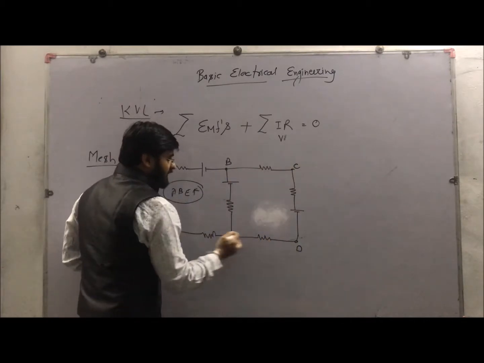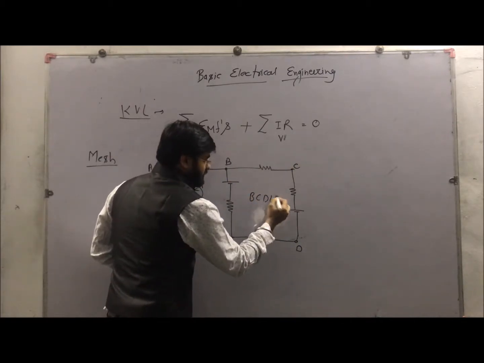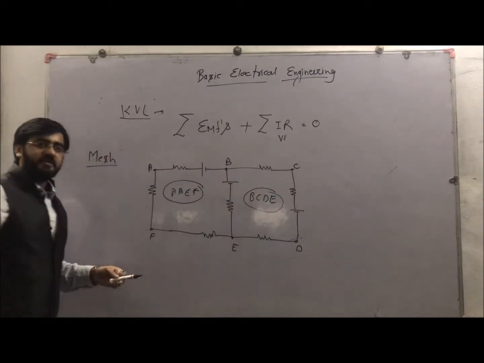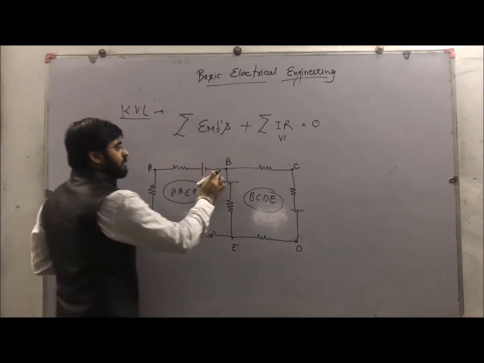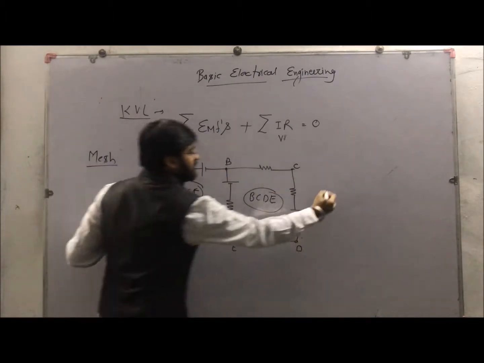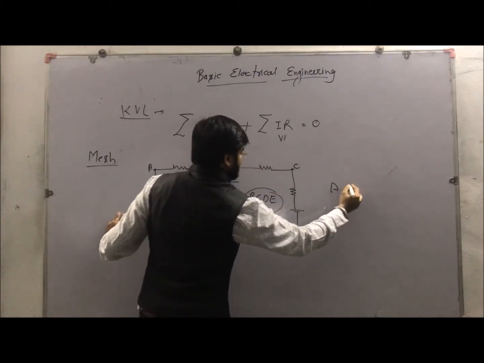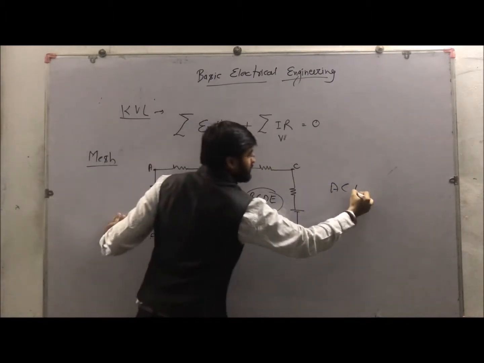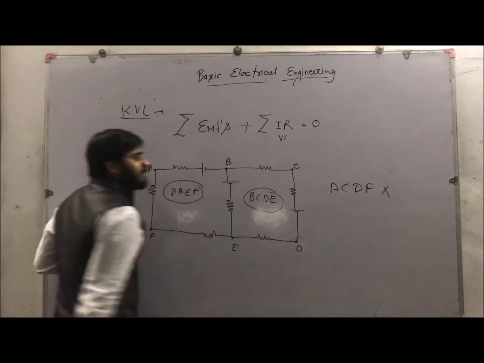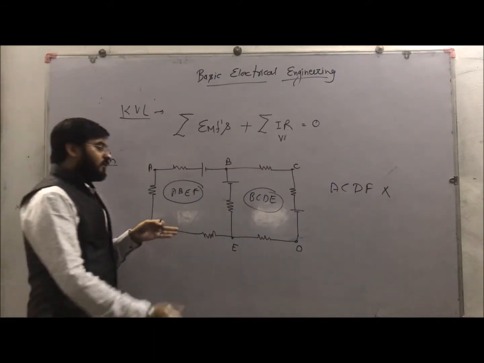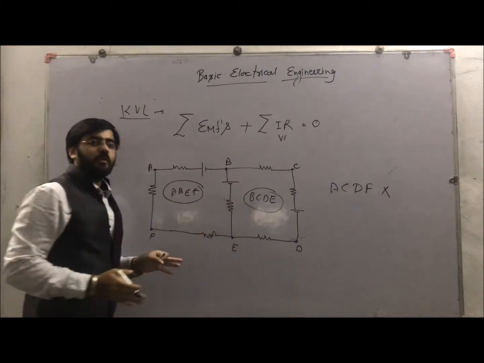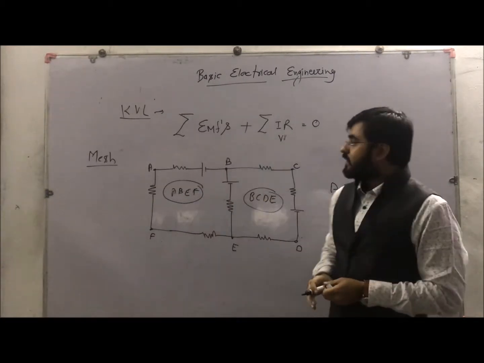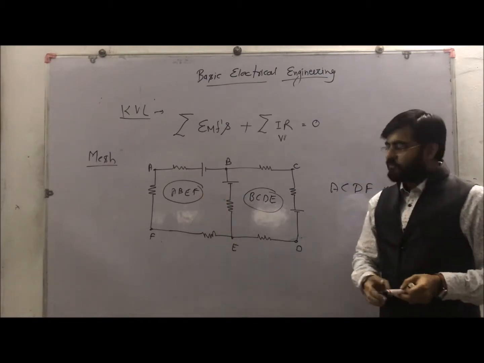And B, C, D, E. This is also a mesh because no other mesh is included in this. But if you talk about A, C, D, and F, this is not a mesh because there are already two meshes available in this closed circuit. So a mesh is a closed path or closed circuit in which no other mesh is involved.